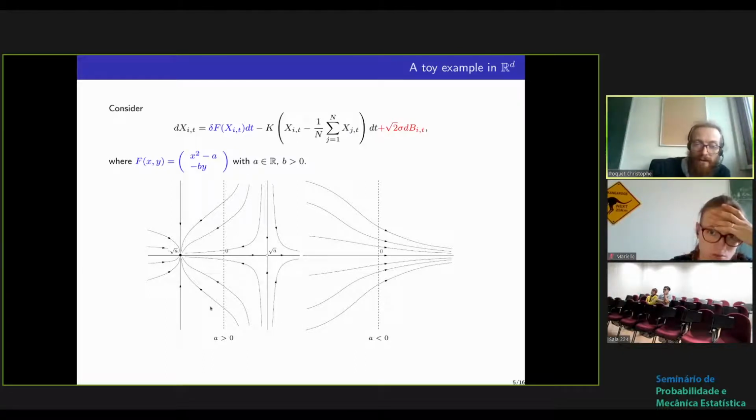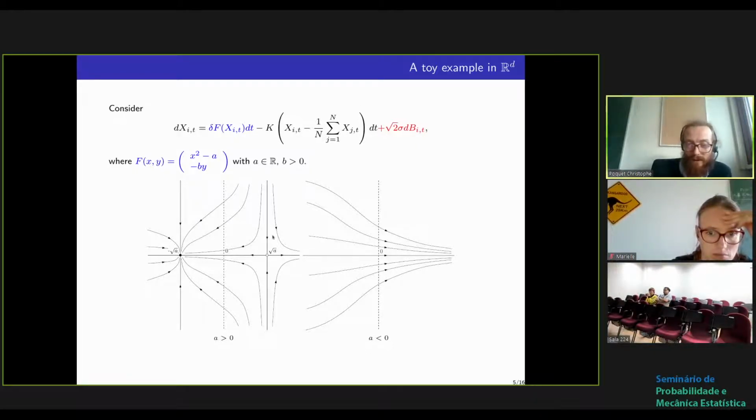But if you take a positive, you get two fixed points at the position x equal to minus square root of a and plus square root of a, with a stable one here and an unstable one here. Okay, so you could say that there is nothing that is periodic here. Of course, with dynamics that is a polynomial, you cannot expect to get something that is periodic.